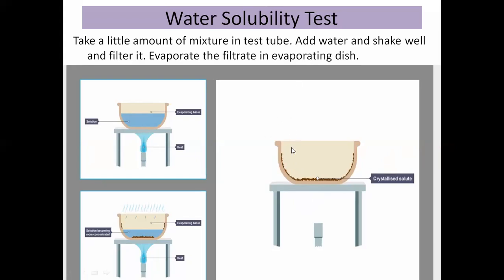So this is the first thing you have to do in the practicals. When you get the mixture, you have to do the water solubility test. Now, if you get this crystallized solute, it means one of your compounds is water soluble. Then you will take the water as a separating agent.